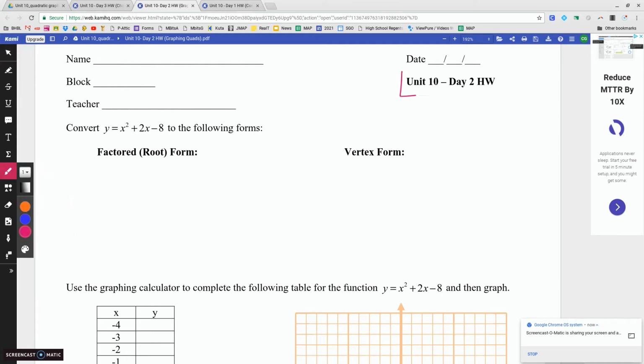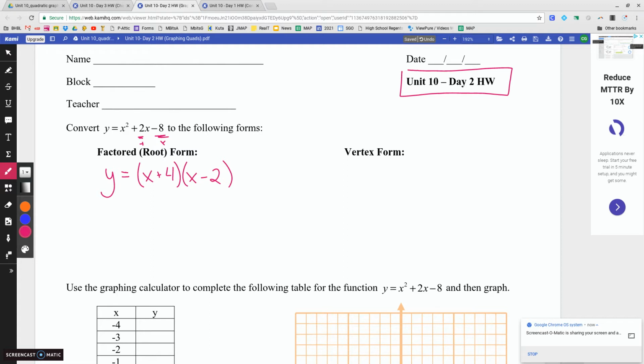Today we're going to be talking about our Unit 10, Day 2 homework, and we are going to be talking about forms of quadratics and graphing our quadratics. So the first thing we want to do is take our standard form of a quadratic and write this in root form. So I'm going to try to factor this into two binomials, x being my variable. I'm looking for two numbers that multiply to -8, but add to positive 2. So my two numbers there are +4 and -2. Okay, so that's my factored form.